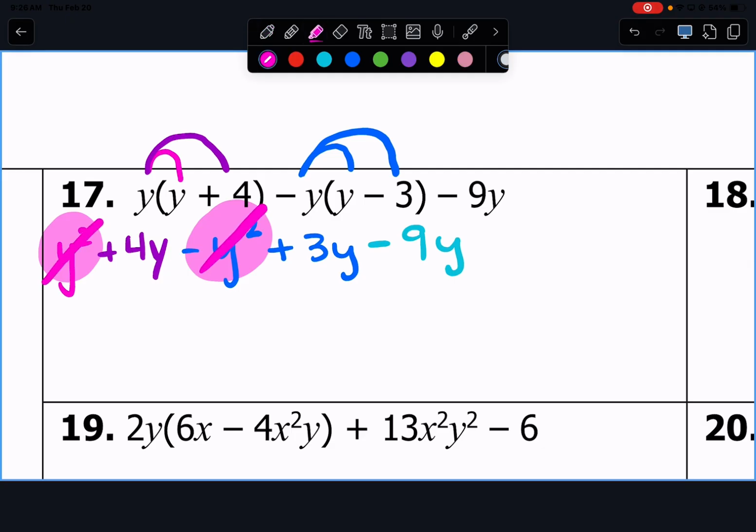Then what should I do next? Combine those, because those are all like terms. So 4 plus 3 is what? 7. What is 7 minus 9? So negative 2Y is our answer.